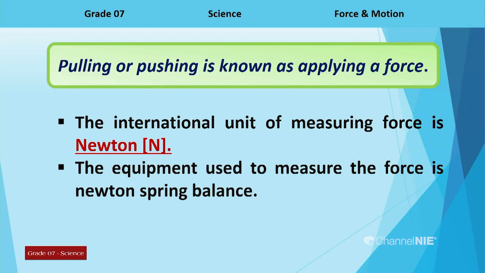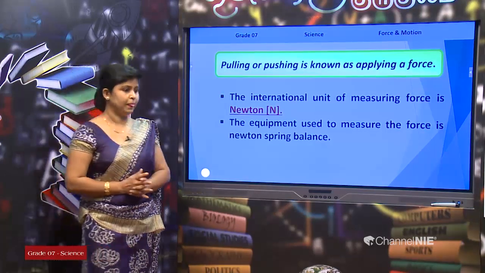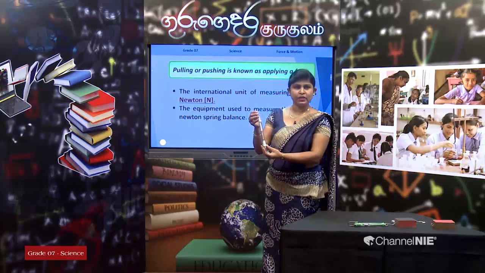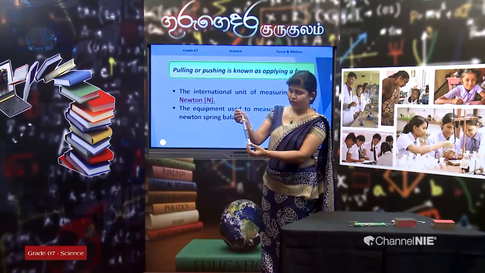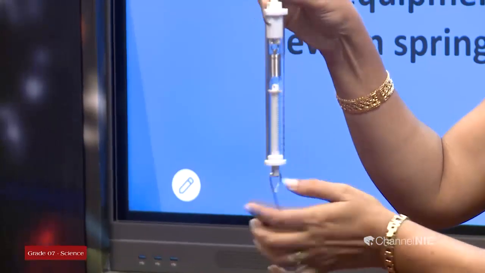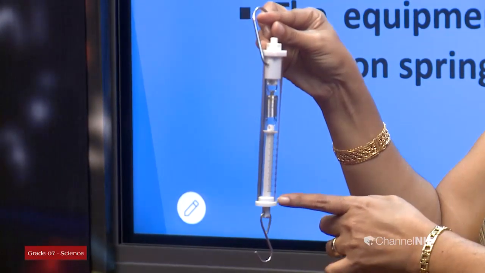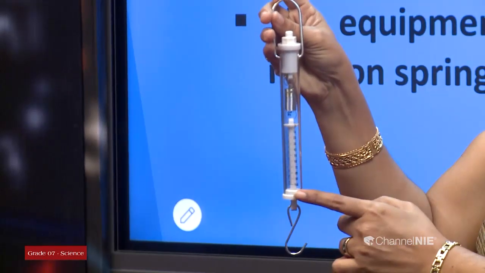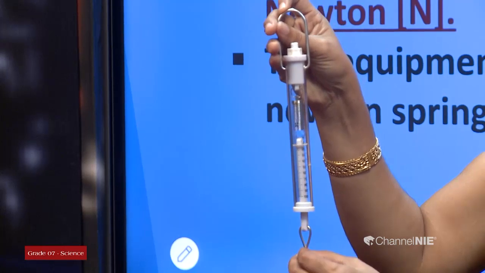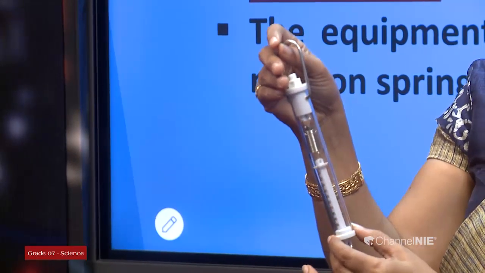Yes, you may have seen and you may have used them, but I also have brought a Newton's spring balance to show you. Shall we observe? Okay. Here I have got a Newton spring balance. You can observe that the spring balance is marked in Newton, right? It is calibrated in newtons as well as in grams, right? There is a spring inside the balance. I think you all have seen it and you all have used it in activities in science.